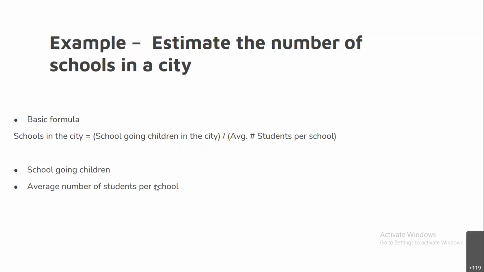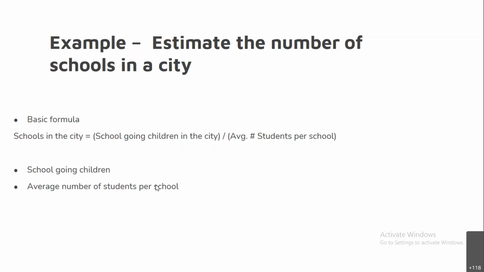We'll solve it in the coming slides, but school going children would be your normal segmentation question, whereby you start with the total number of people in the city and you go about dividing the sample space until the point where you see the number of people going to school. So that is what you need to do. Now the other variable would be the average number of students per school.